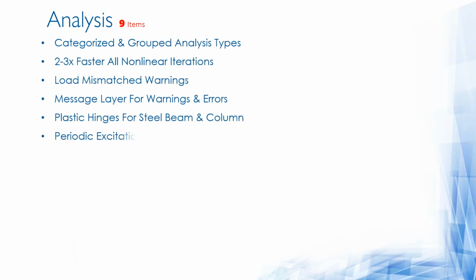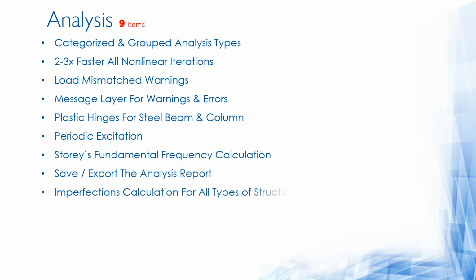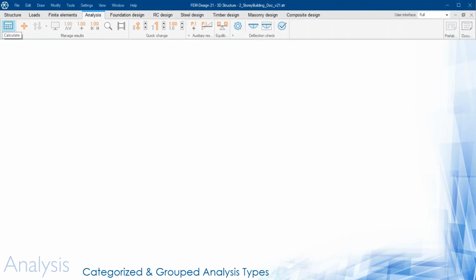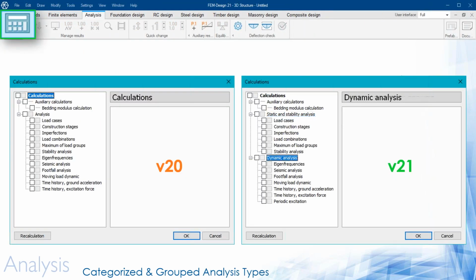Okay, the next part of the presentation is analysis. We have 9 items here that we are going through. The first one is the categorized group of analysis type. If you compare it to version 20, we have all the analysis here, but in version 21 we came up with the group of static and stability analysis and the dynamic analysis. Easily you can now select between the dynamic and the static.